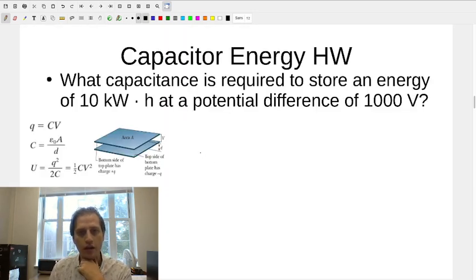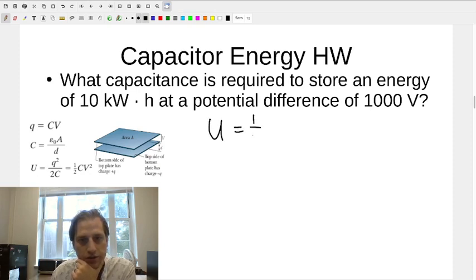So now here is a quick capacitance energy homework question that I gave you this week. On the one hand, this is sort of an easy question because you're just going to use your formula, U equals CV squared.